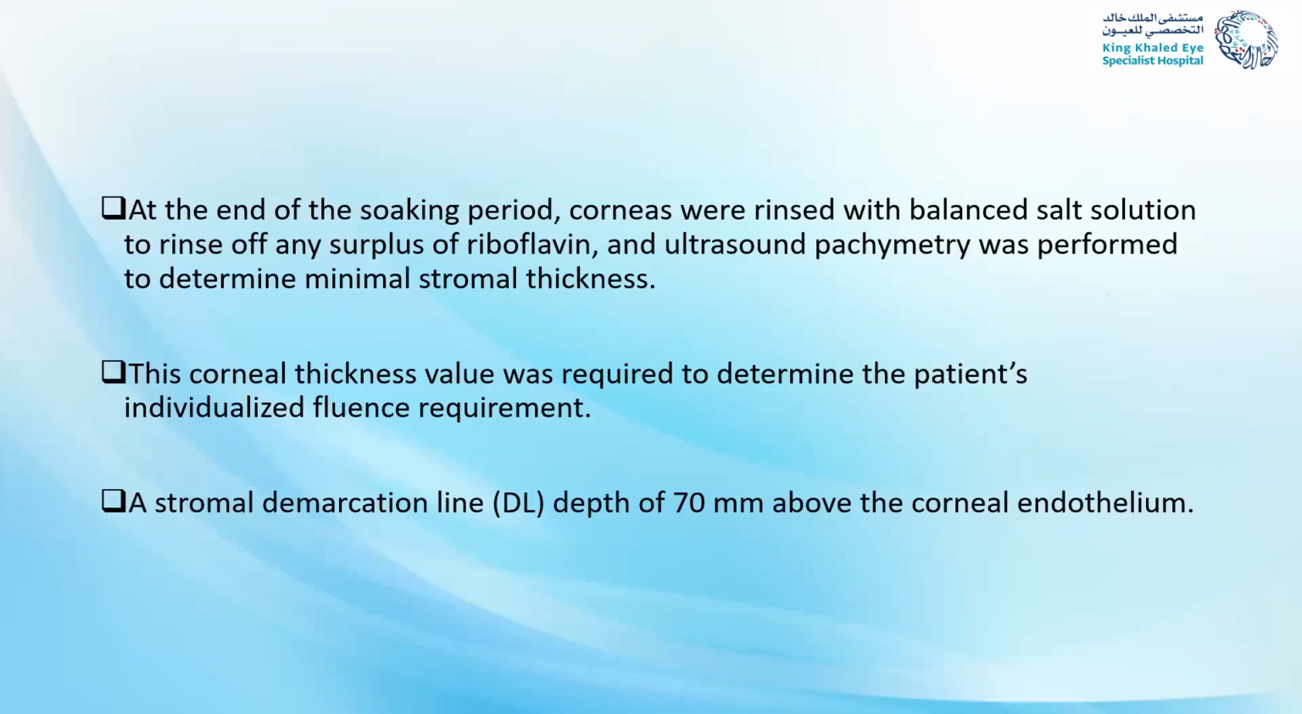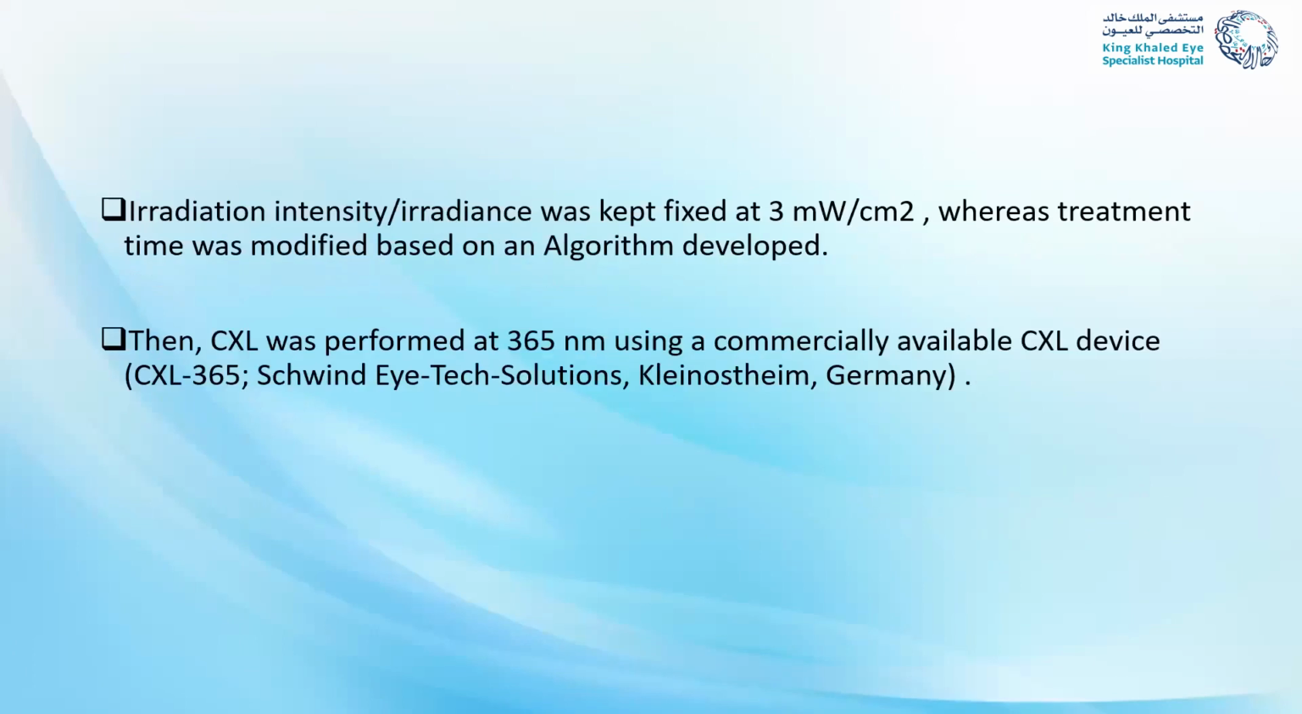And the aim of what Hafidi was trying to do is keeping a 70 millimeter above the corneal endothelium demarcation line. So this is what he had calculated, and you can see here that they kept the irradiation fixed. So they kept it as the standard, which is 3 milliwatt per centimeter square. And what they had adjusted in their algorithm based on the thickness of the cornea is the timing. So the duration is what's going to be different based on your corneal thickness.